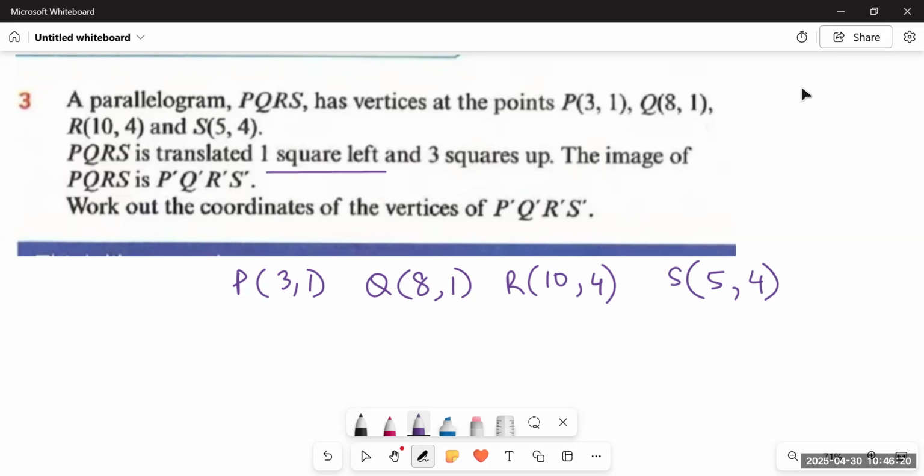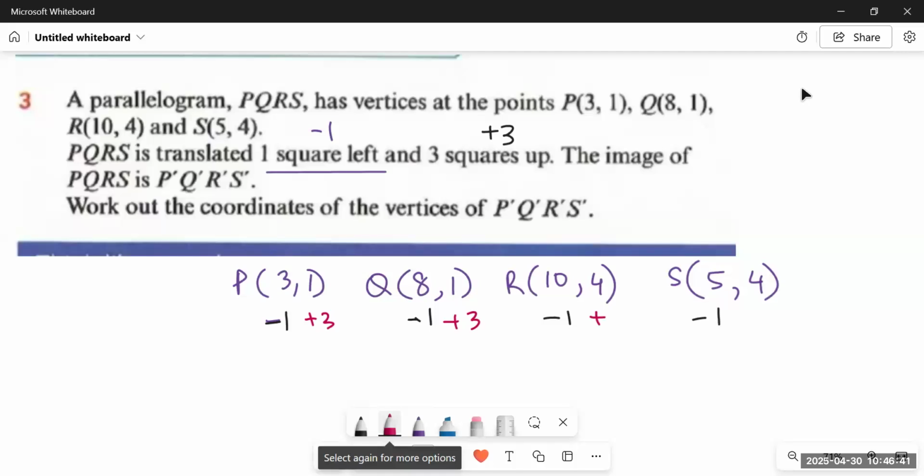After that, we will look at the translation, which is 1 square to the left. 1 square to the left means minus 1 to the x coordinate. So we will simply subtract 1 from each of the x coordinates. 10 minus 1, 8 minus 1, 5 minus 1, 3 minus 1. And 3 squares up means we will add 3 to the y coordinates. That's all. So it would be 1 plus 3, 1 plus 3, 10 plus 3, and 4 plus 3.